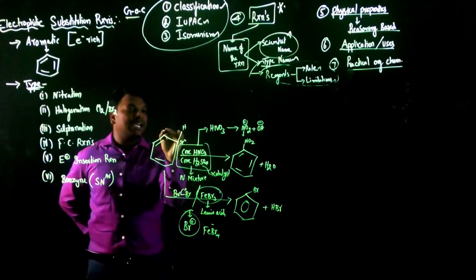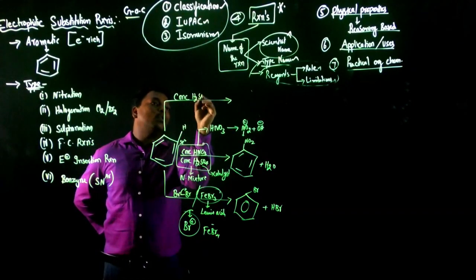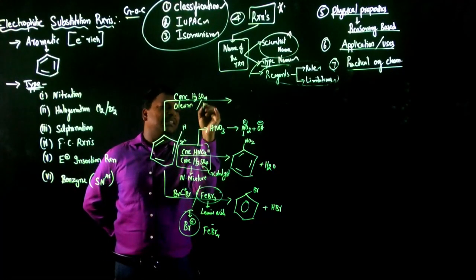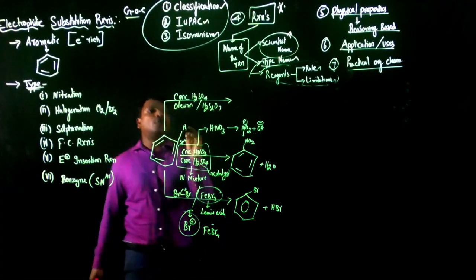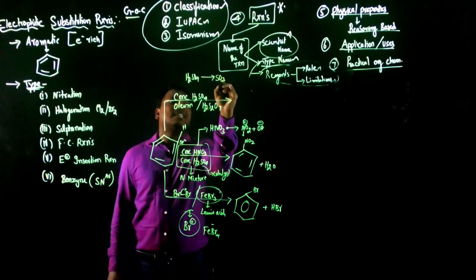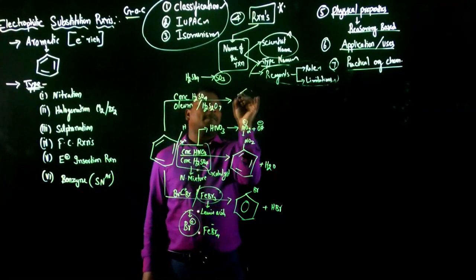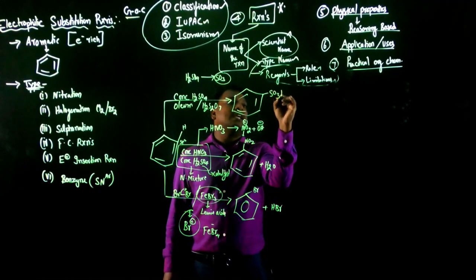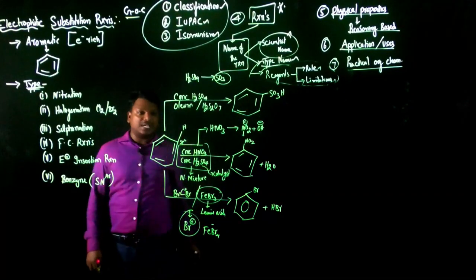Let me do sulfonation reaction. I'll treat with concentrated sulfuric acid. In textbooks they'll use oleum. Oleum is nothing but H2S2O7. It's nothing but concentrated sulfuric acid, and the electrophile is going to be SO3. H2SO4 will give you SO3, and this will be my electrophile, and this electrophile will come and substitute here. So you will be getting SO3H. These are the three basic reactions in electrophilic substitution reaction.